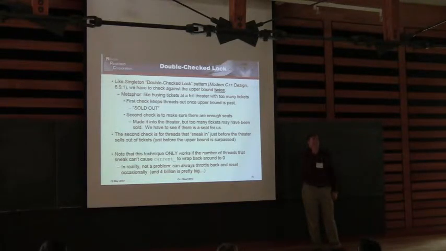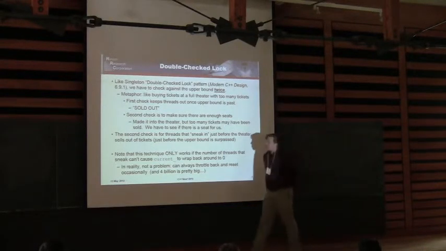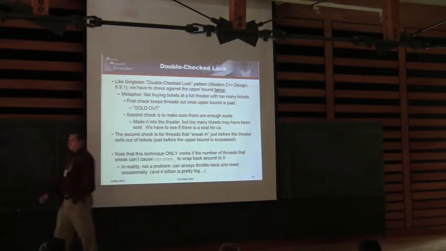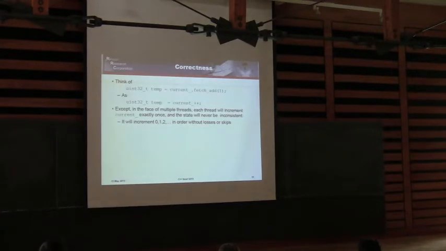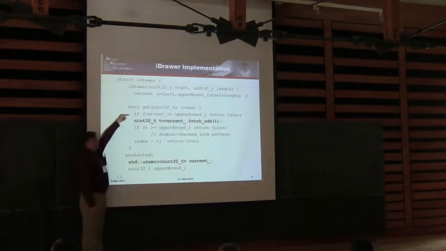Then it's like, oh crap, we have to have one more check to make sure that there's enough seats in the actual theater, because otherwise we're going to give out too many things from our bag. So that's what the second check is. This first check is once the theater's sold out, we keep all the riffraff out.